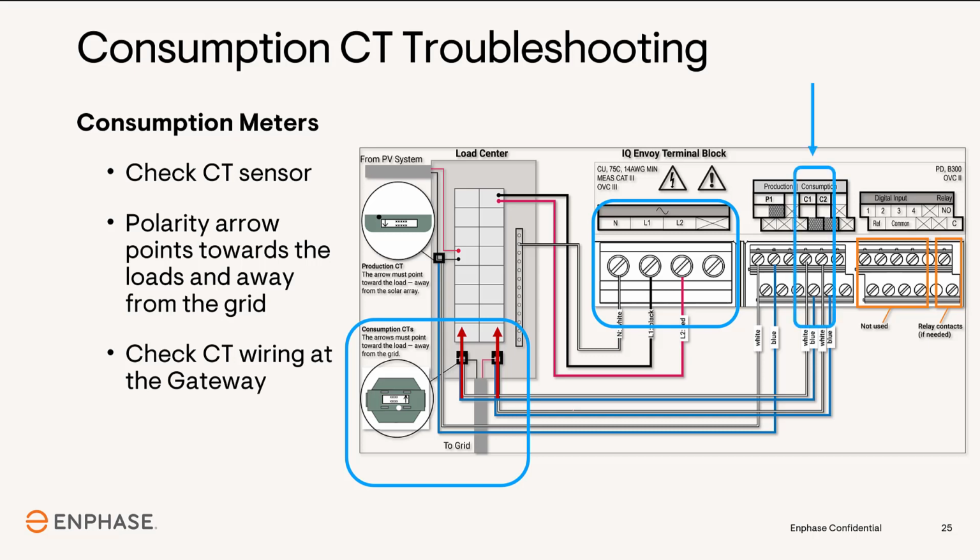If the sensors are found to be installed correctly, check the CT wiring at the gateway's terminal blocks and confirm that the wires are connected to the correct terminals and that they are tightened and torqued correctly. Also verify that the L1 and L2 power wires going to the gateway are correct. This is a phasing issue.